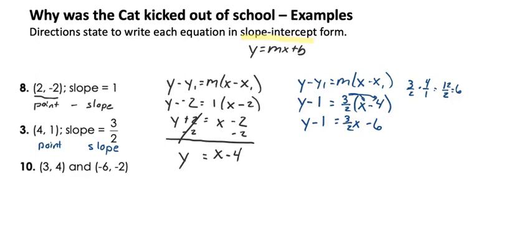Now keep going because the y is still not by itself. I have this subtract 1. We're going to add 1 to both sides.